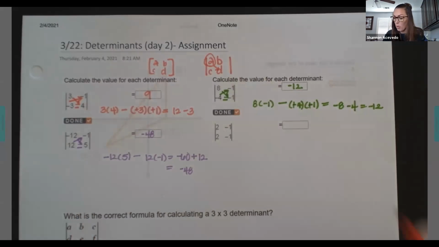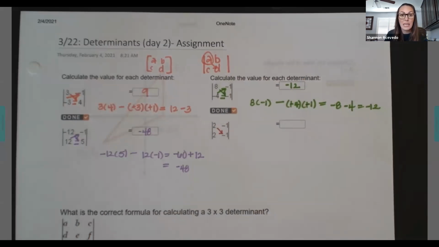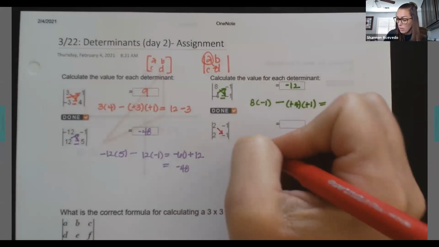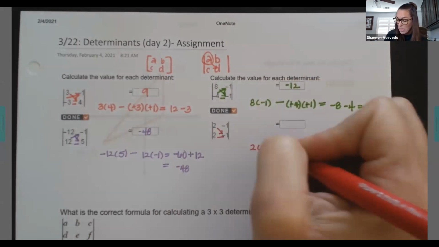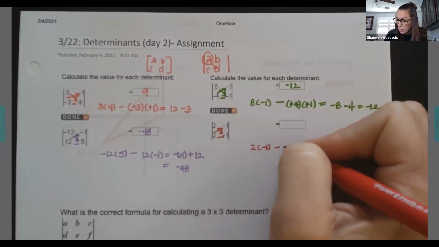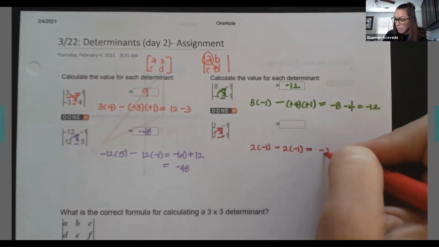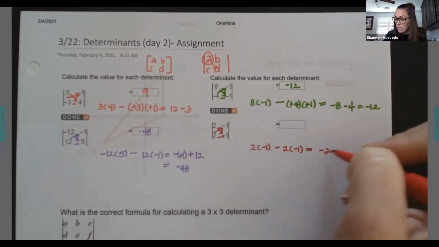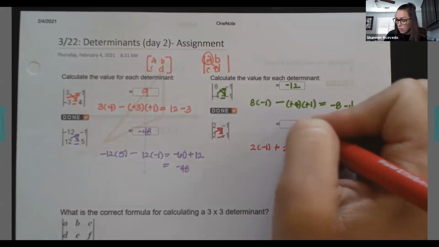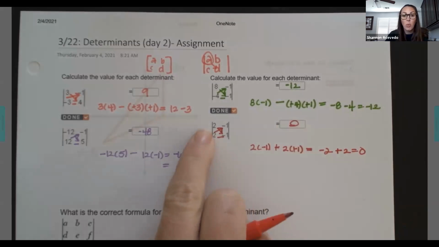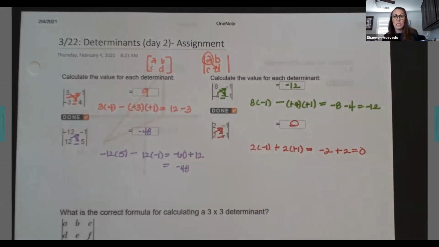So again, this is just some great practice and repeating that pattern. So 2 times a -1 minus, and this is going to be 2 times a -1, and that's going to give me -2. A negative and a negative is going to make this positive, so +2 is going to give me a value of 0. So notice the rows were identical, they're going to zero out. If the rows are identical, they're always going to zero out.